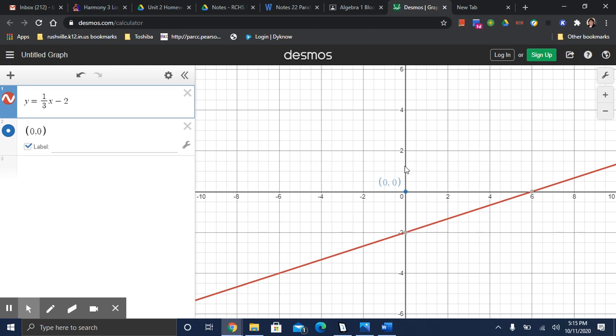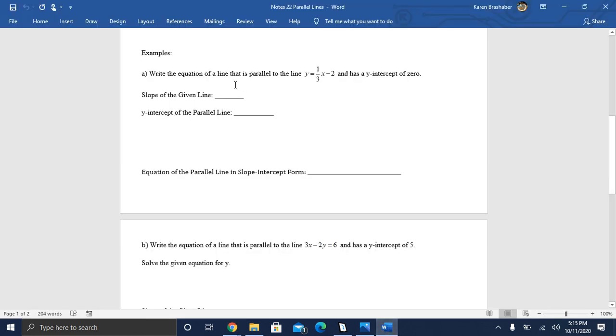And so we could actually do that by graphing. We could say, well, we could start at 0, 0 and go up 1 and right 3, find another point and draw the graph. We can also do this by using our formulas. So the slope of the given line, if your equation is solved for y, remember that your slope is the coefficient or the number that is multiplied to the x. So in this problem, we have 1/3.